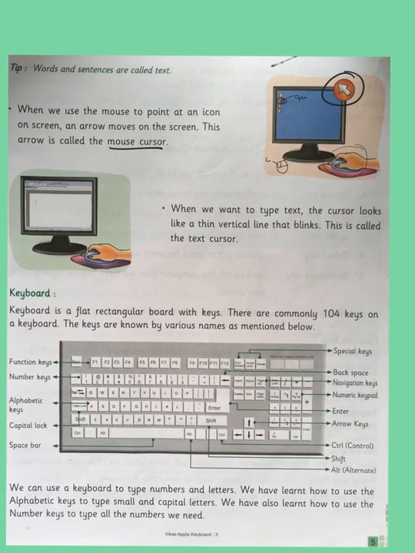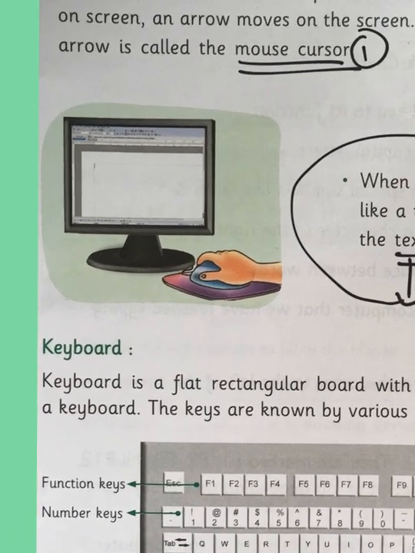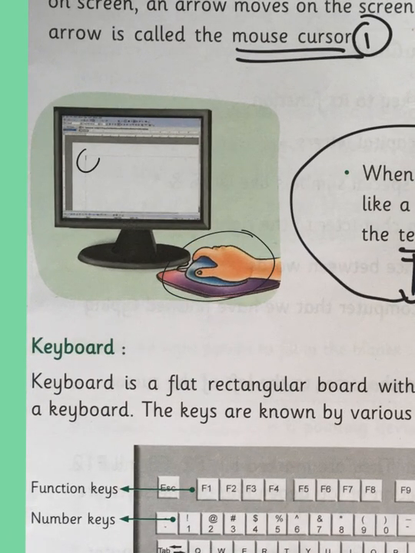Now next is when we want to type text, the cursor looks like a thin vertical line that blinks. This is called the text cursor. So actually there are 2 types of cursor. Number 1 is the mouse cursor and the second type is the text cursor. Mouse cursor is generally used to select something on the screen, and text cursor is used to indicate where we want to type the text. As the name suggests, text cursor is used for typing the text. Like in this photo you can see that the person has brought the cursor over here, which is just a standing blinking line which shows him where the typing will begin.